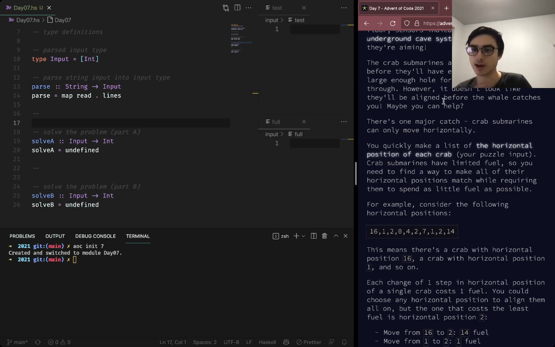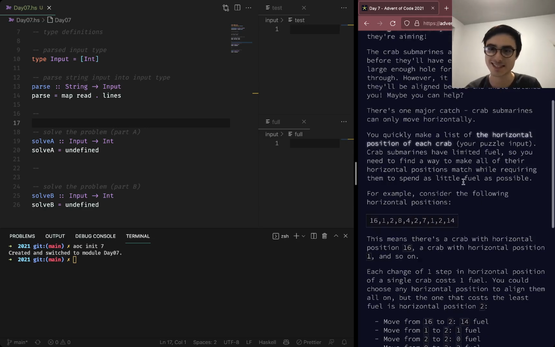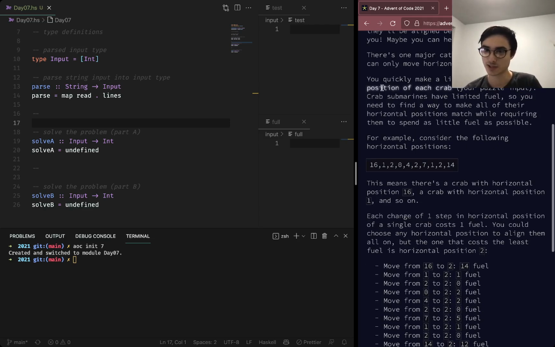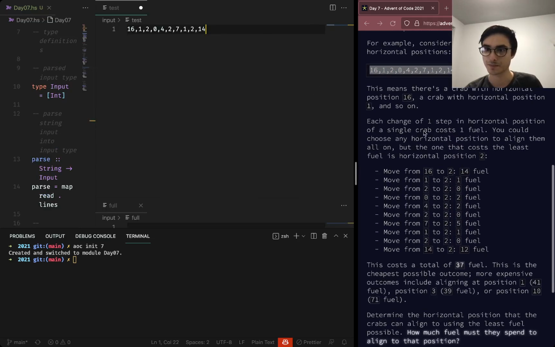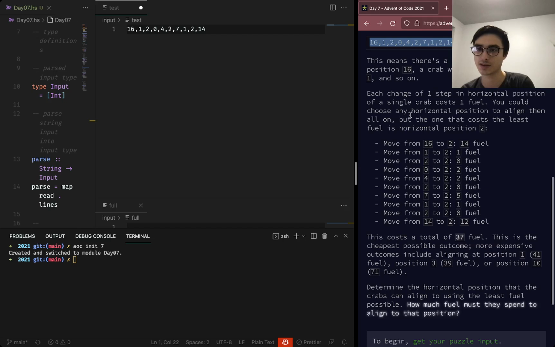Okay, so we're trying to align the crabs so they'll have enough power to blast a large hole in the ocean, of course. We have a list of the horizontal position of the crabs. Okay, that looks like that's our input. Every change of 1 step in horizontal position of a single crab costs 1 fuel. Oh, okay. So we're trying to find the position that costs the least amount of fuel to move to. Okay, interesting.